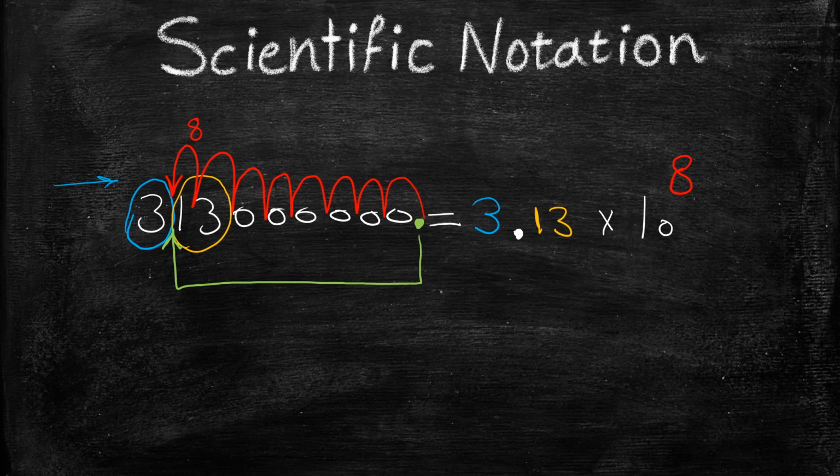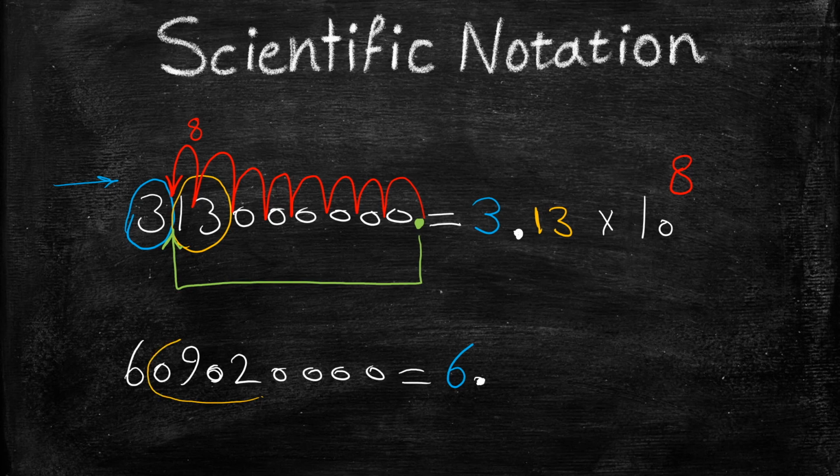Okay. Let's see another example. 609020000. Again, a large number. So same process. Scan the number from left to right. The first non-zero digit is 6. Put the decimal point. Copy exactly the same remaining digits. So there is 0902. Do I need to put the zeros after the last non-zero digit? No, because they don't make any difference. If I put them or not, the number is the same.